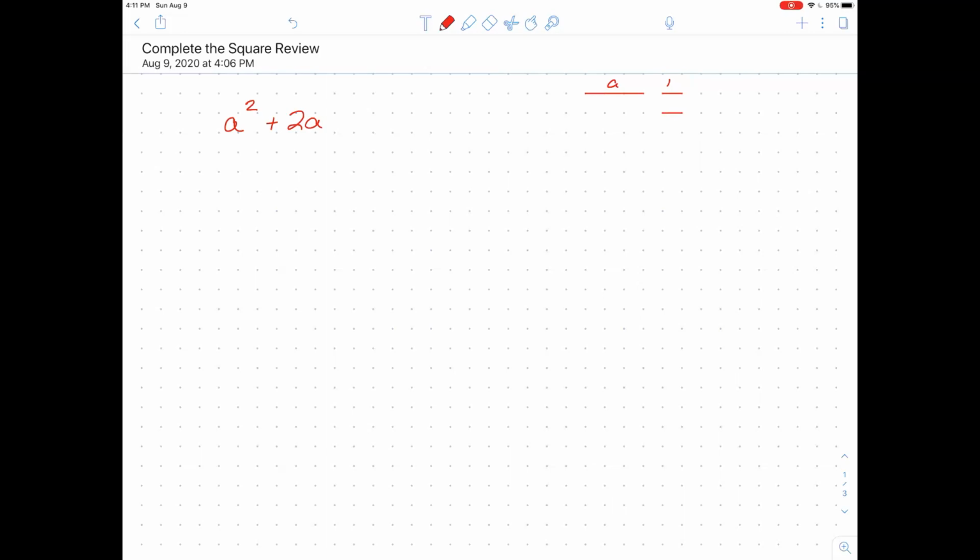So if we were going to do a squared, I can draw a square really quick. Okay, that's a squared. All right, so that's a by a, so that represents a squared. Plus 2a. Okay, so that means we're multiplying 2 times a, and what we're going to do is split that 2a up into 1 and 1.